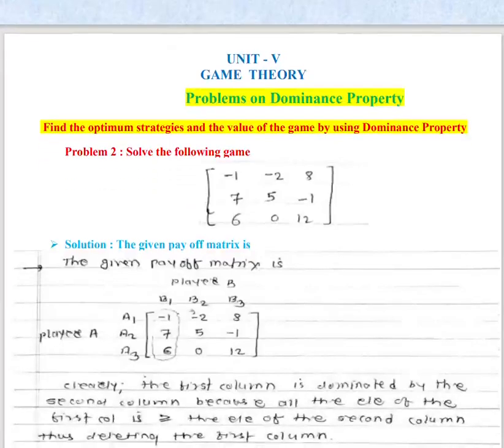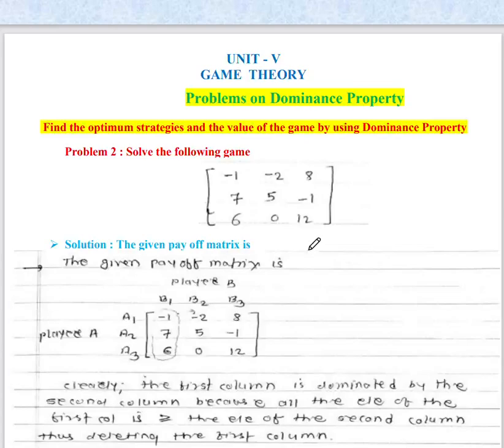Solve the following games. This is the given game, and by using the dominance property, because here the payoff matrix is 3 by 3. So that means we will solve this problem by using the dominance property. Okay, so what is the solution? Write down the given payoff matrix.